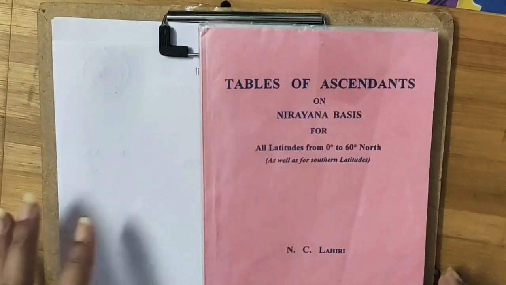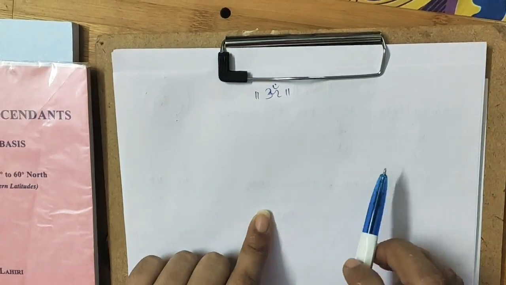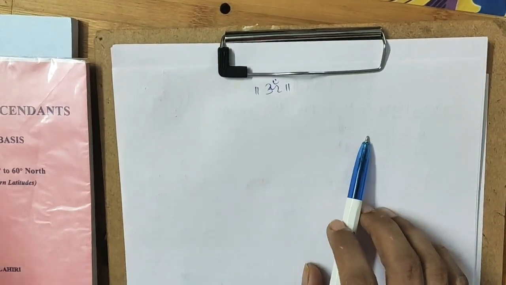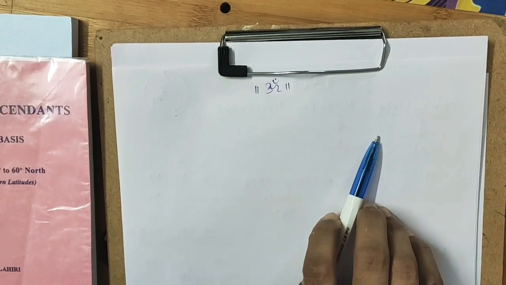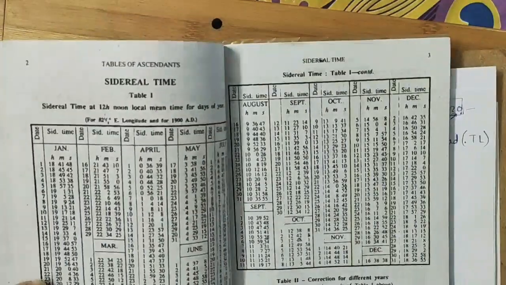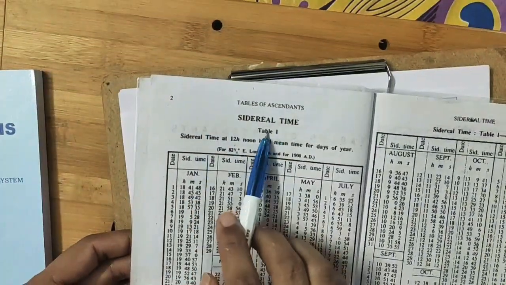Let us come to example number 1. I will be showing two examples, one for the AM birth and one for the PM birth. Let's begin with the PM birth first. On the table of ascendants, let us come to page number 2, table number 1.